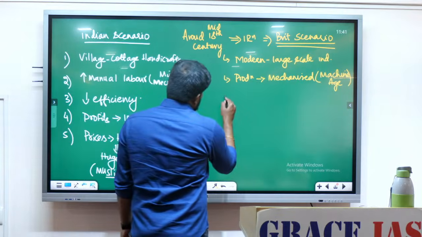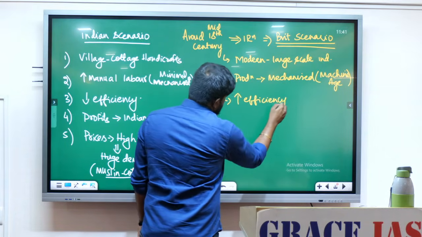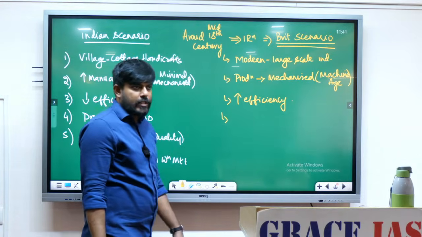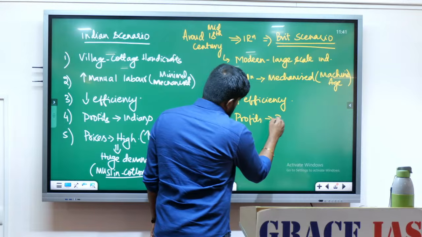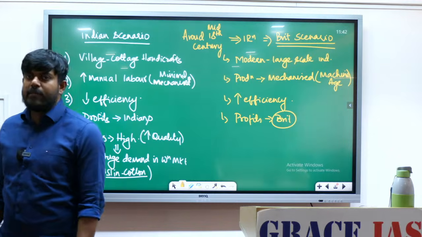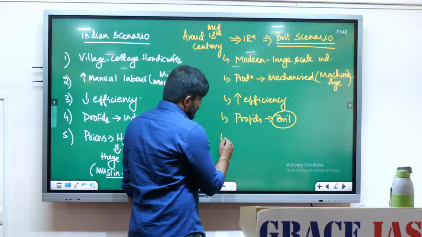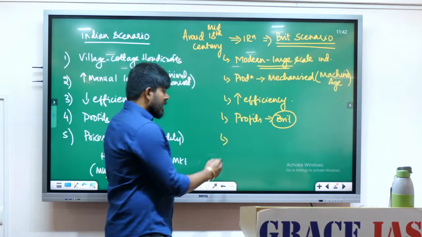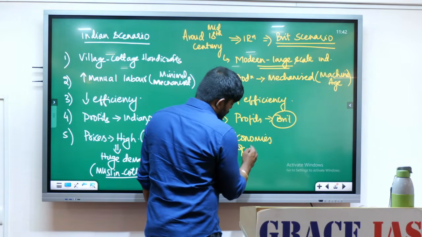And whenever machines are used, there will be an increase in efficiency. And with the increase in efficiency, whatever profits these industries make, definitely it is going to remain with the British. They are going to reinvest it, establish new industries, all these things. And since it is large scale industry, there is something called economies of scale.